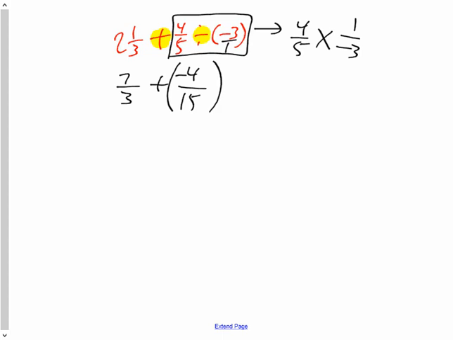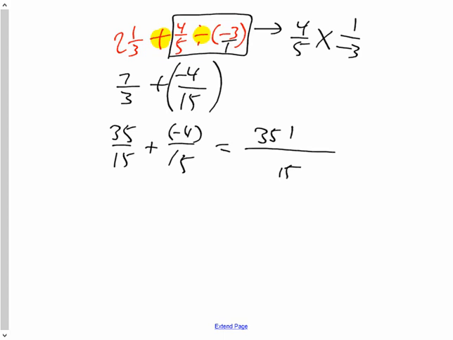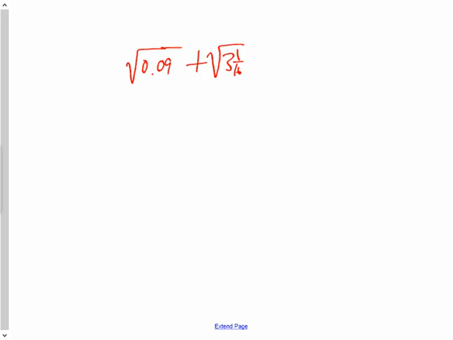I now have the addition of these two. When adding any fractions, you need a common denominator. So this would be 35/15ths plus -4/15ths. Keep your denominator and add your numerators. Final answer will be 31/15ths, which is 2 1/15. Our second question gives us two square roots, one in decimal form and one in fraction form.